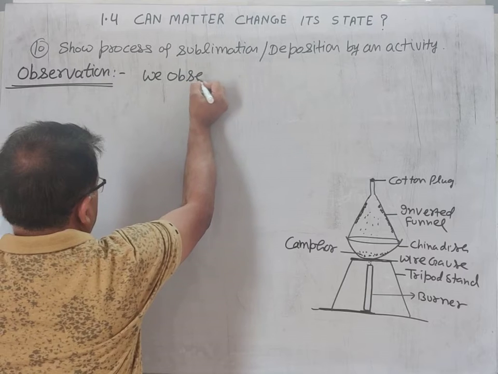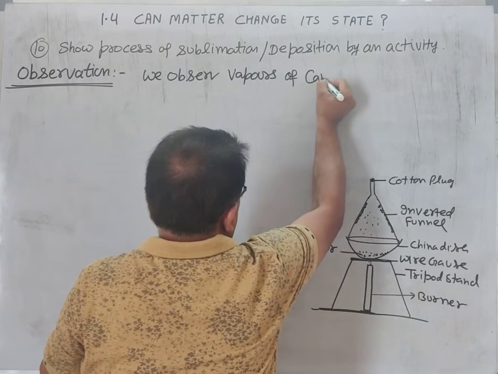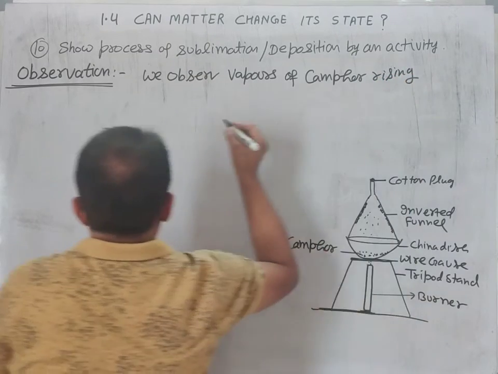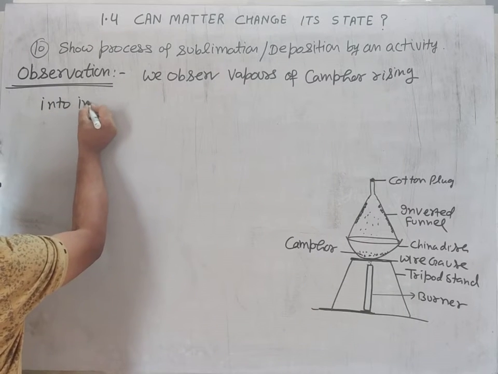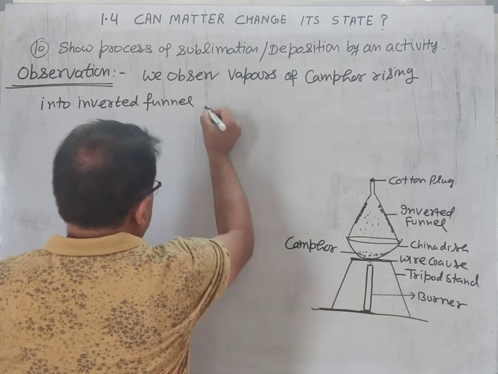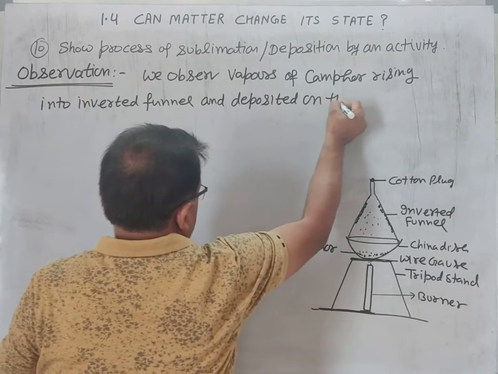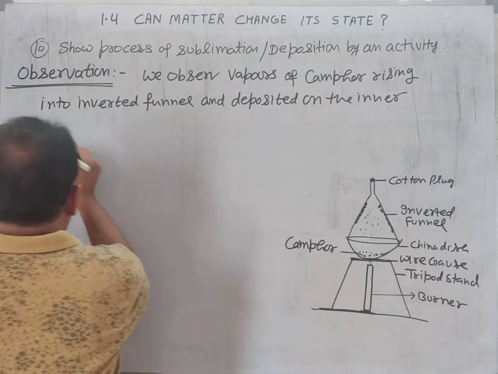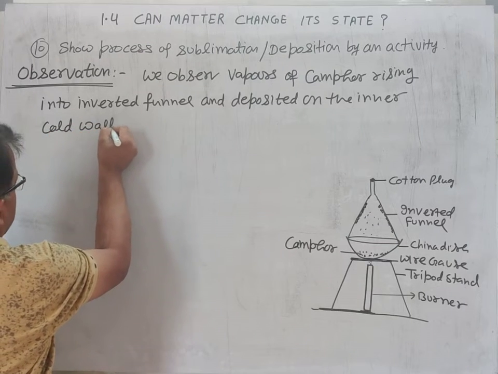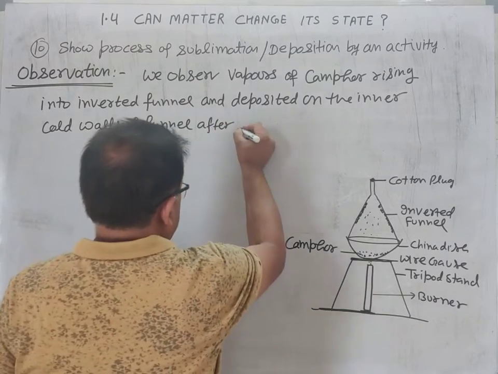We observe vapors of camphor or ammonium chloride rising into inverted funnel and deposited on the inner cold walls of funnel after striking it.